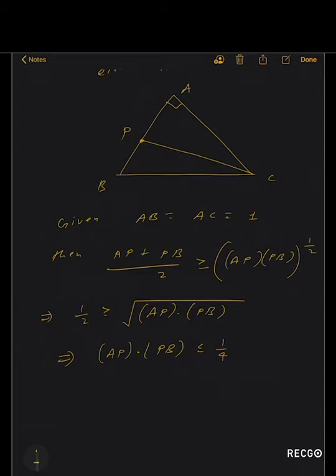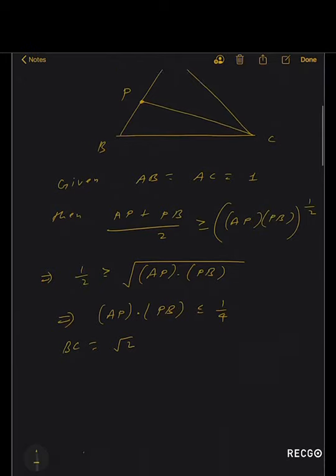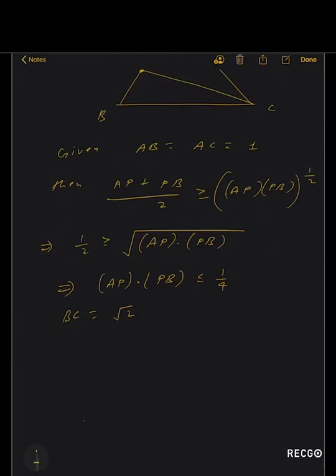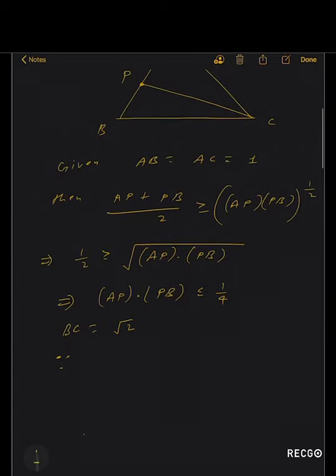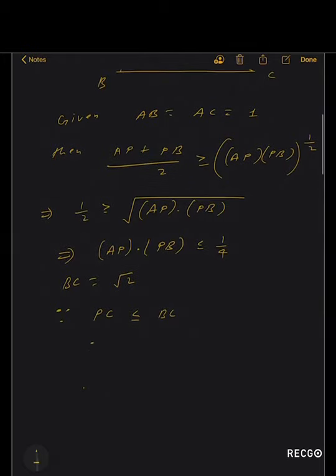Now let us join P to C and we get PC. So we have to find the value of PC. We can say that BC is equal to root 2, as AB and AC are both equal to 1, and applying Pythagoras we get BC equal to root 2. Since PC is always less than or equal to BC, as you can see in the diagram, because BC is the hypotenuse of the right angle triangle and so it is always the largest side, we get PC less than or equal to BC.